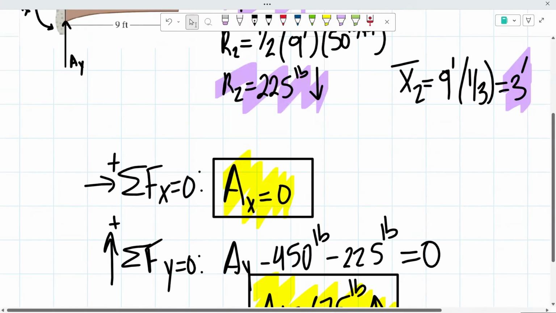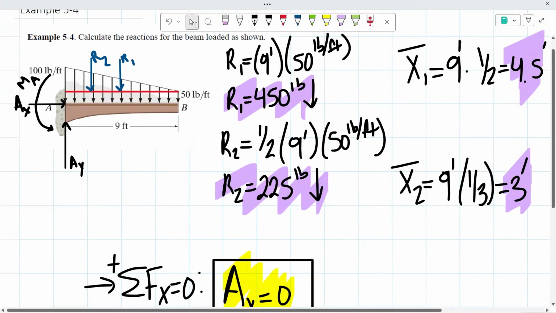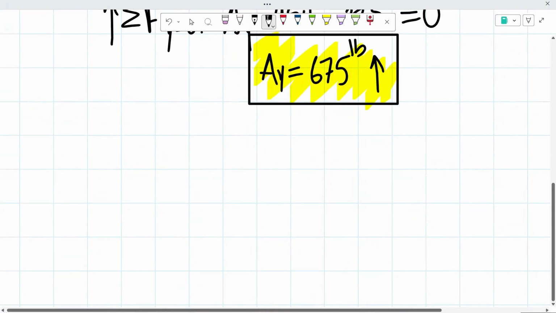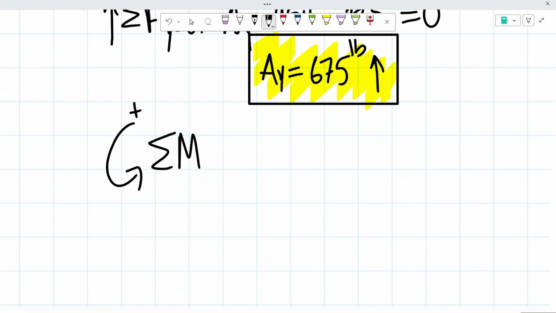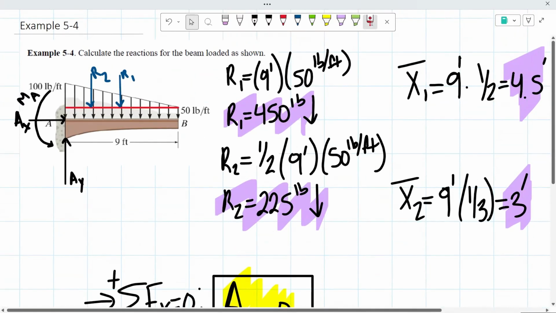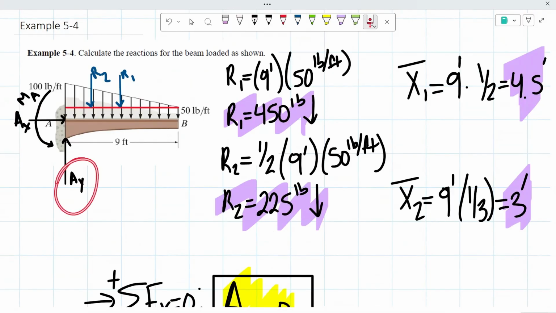675 pounds. Now to determine the moment at A, we're going to be taking the sum of the moments about point A. So sign convention, counterclockwise is positive. We know that the sum of our moments about point A also have to equal 0. So we assume that the moment at A is counterclockwise, so that one's positive. From there, we know that A sub x is equal to 0, but either way, it's not going to be creating a moment. A sub y, once again, not going to be creating a moment.